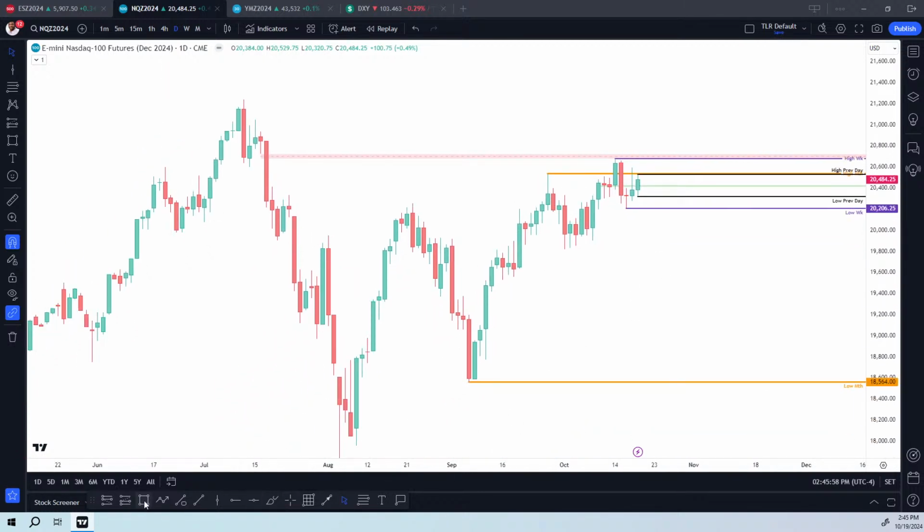Oh, and then I forgot about the consolidation. If price is consolidating, you can go body to body, if you believe in the bodies, that's equilibrium. That's 50%. If you go wick to wick, run it from wick to wick, that's equilibrium. Equilibrium is 50% of a consolidation.